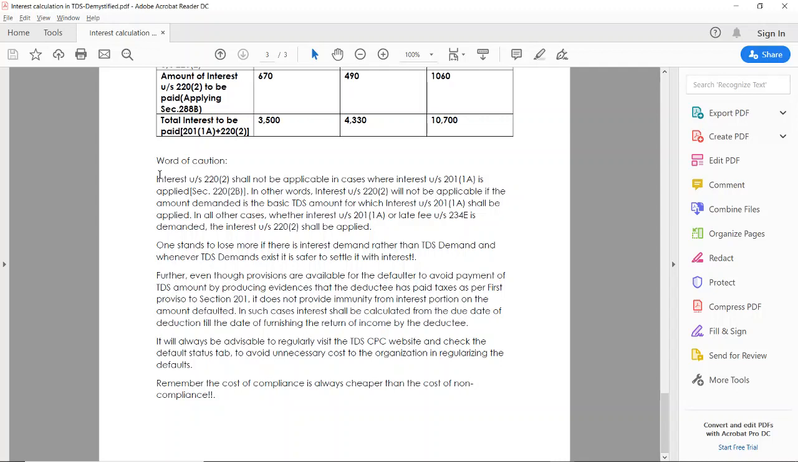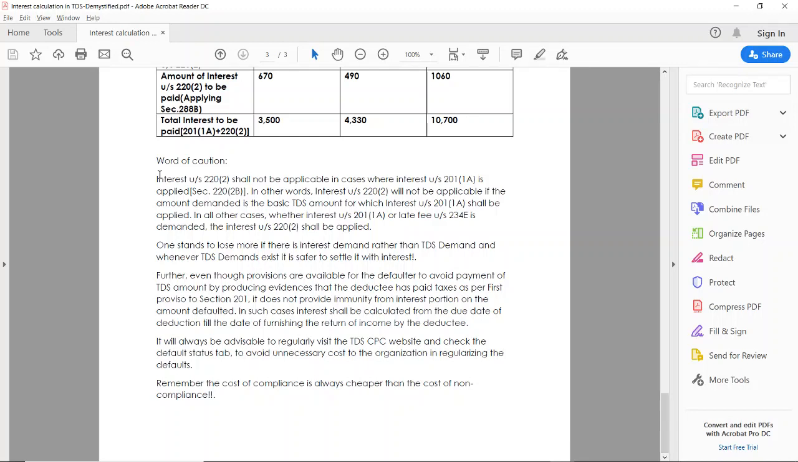However, if a person fails to pay the basic TDS amount or fails to pay the interest and has only paid the basic TDS amount, then interest demand will be raised under section 201 1A, on which 222 will be applied, which means there is a portion of interest on interest which is there when one has defaulted in payment of the basic 201 1A interest as such.